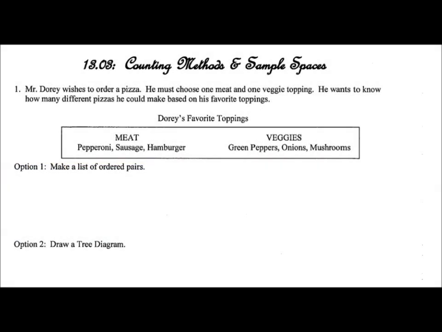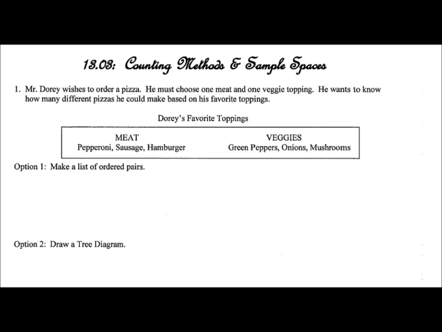We're going to take a look at methods of counting and generating sample spaces. When we talk about counting, what we really mean is determining the number of ways we can choose something. In this example, we wish to order a pizza, and we're going to choose 2 toppings, 1 meat and 1 vegetable. We have 3 meat toppings to choose from: pepperoni, sausage, hamburger, and 3 vegetable toppings to choose from: green peppers, onions, and mushrooms. There are several different ways you could go about doing this. I'll show you some of those methods here.